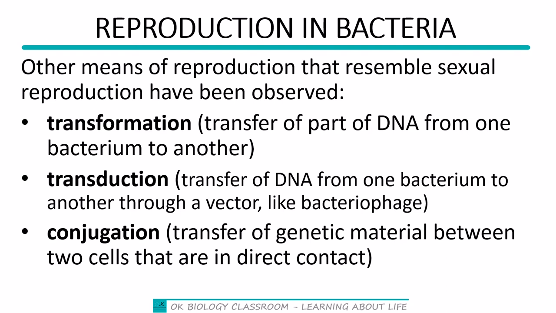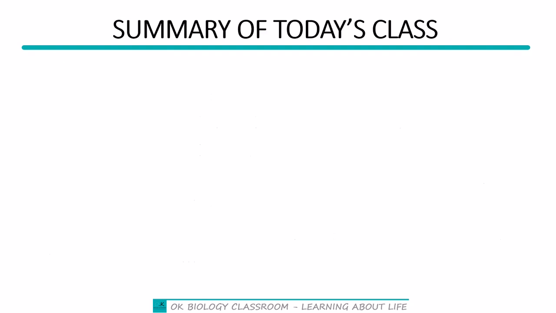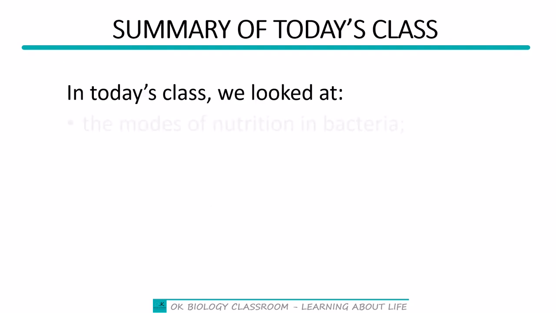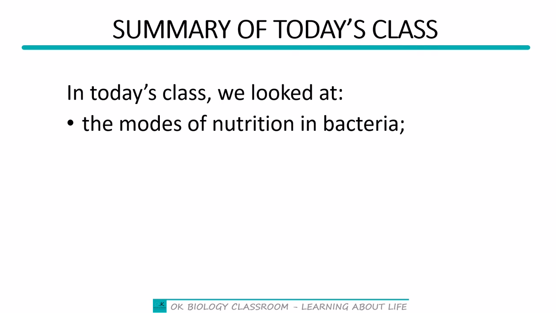Right, and that also ends our lesson for today. So far we have looked at the modes of nutrition in bacteria, where we talked about the two main modes of nutrition, autotrophic and heterotrophic. Under autotrophic mode of nutrition, we talked about photosynthetic and chemosynthetic. And under heterotrophic, we talked about saprotrophic mode of nutrition and parasitic mode of nutrition. Then we came to talk about how bacteria reproduce, starting with the asexual means by binary fission. Then we talked about some forms that resemble sexual reproduction.